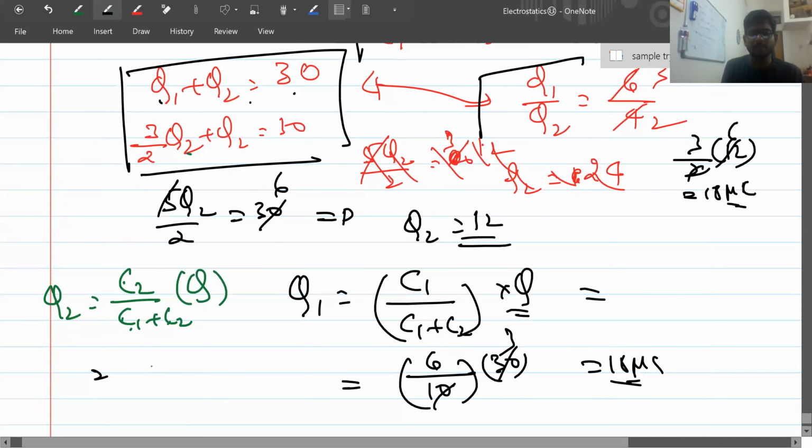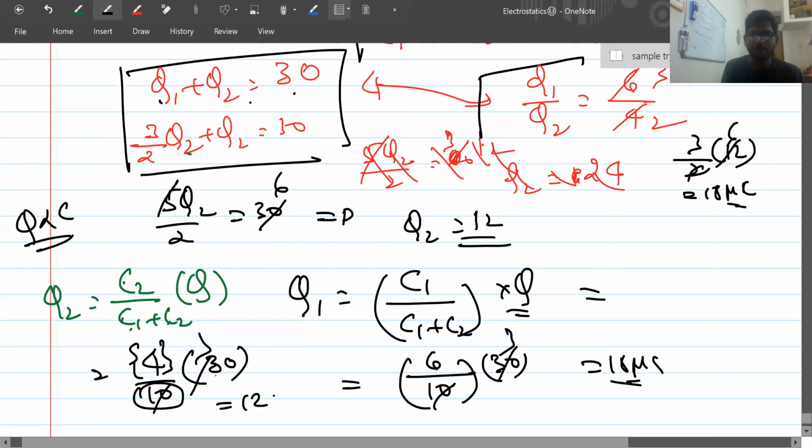And C2 will be how much here? 4 by 10, because across 10 microfarad, that entire charge of 30 microcoulombs is distributed. And for 4 microfarad, what is the amount of charge? Proportion, because Q is proportional to C. If potential is the same, then 10 threes are 30, 4 threes are 12 microcoulombs.